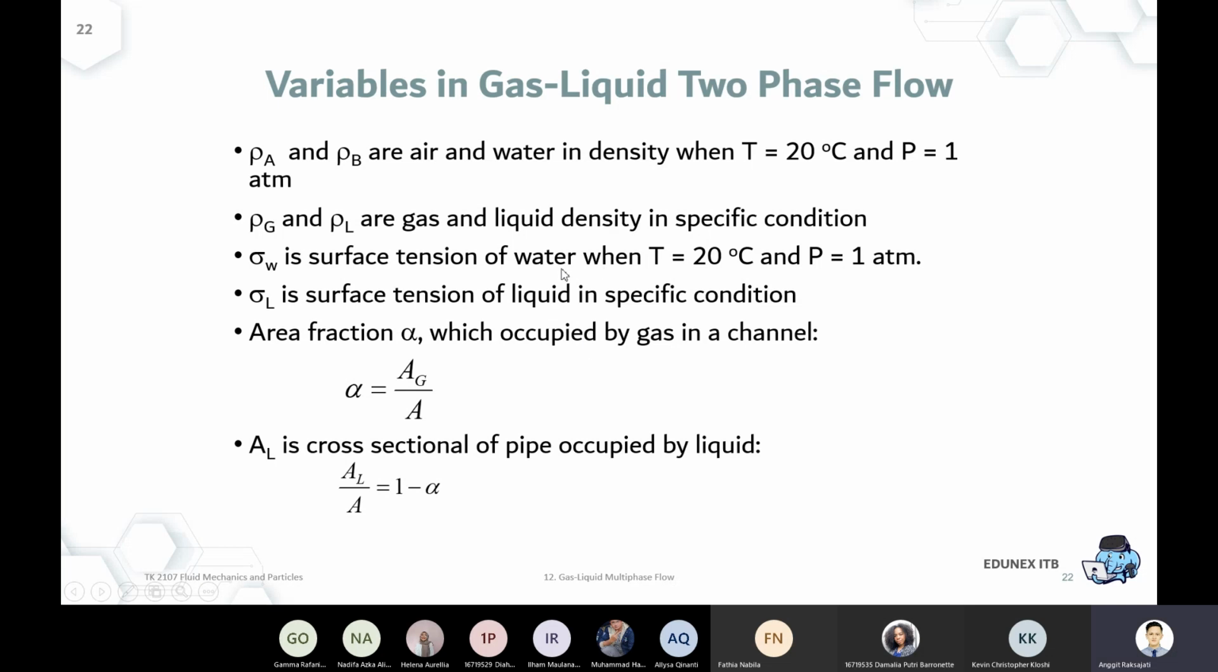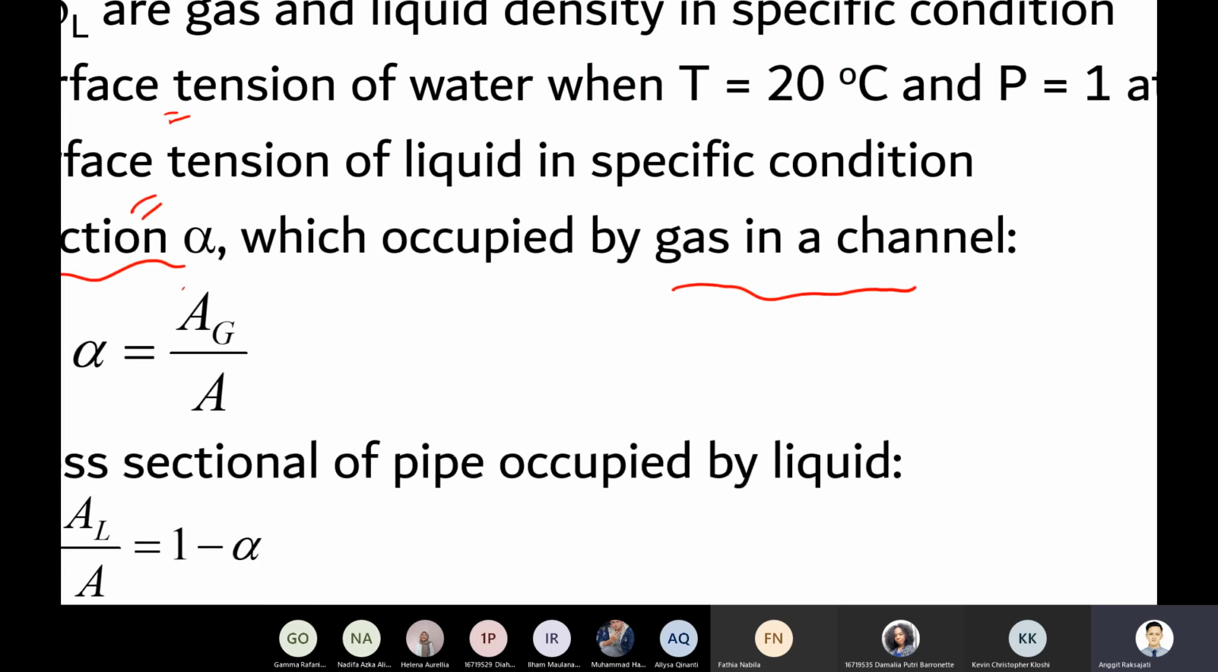Okay, so this is another variable that is used. Surface tension. I hope Pak Wawan already talked about this surface tension, coming from Newton's law, affecting the shear stress of the flow. Area fraction, which is occupied by gas in a channel. So area fraction, that's what I said as a void fraction, that can be used to flow the gas. If you have an unfilled pipeline, that means all the area can be used to flow the gas, so the alpha will be 1. Ag divided by A is the same.